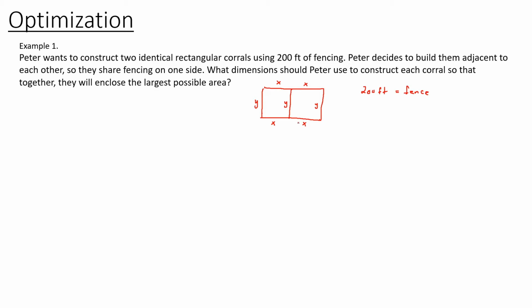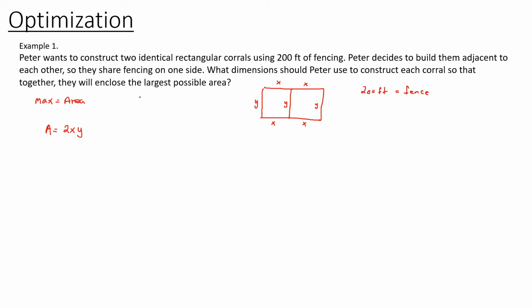The goal of this problem is they want to maximize the area. They say they want to make the largest possible area. So our goal is to maximize the area. So step one we said was to identify what you want to maximize. We want to maximize the area. So our area equation for this problem, our main goal, is in this case 2x times y.